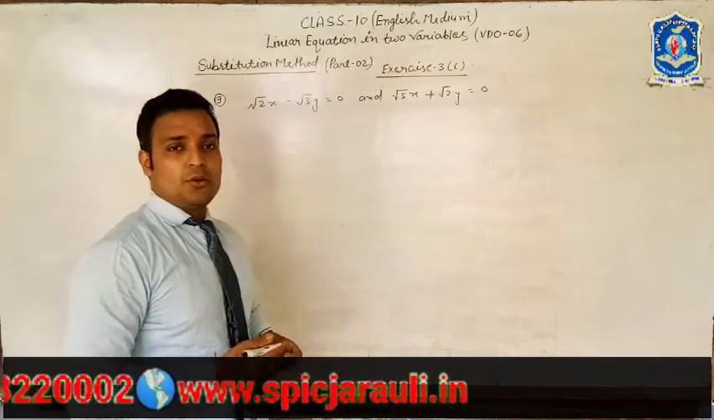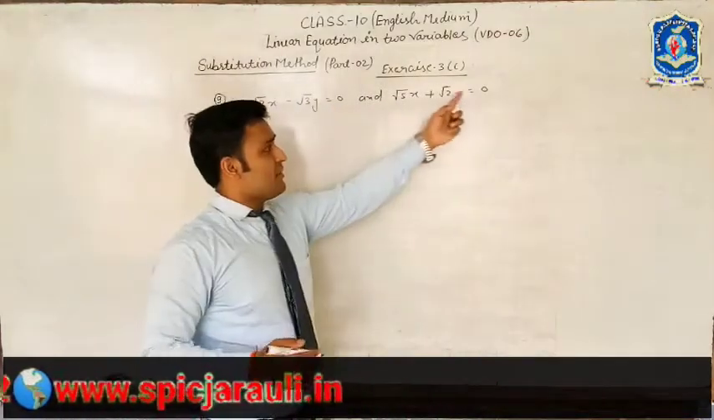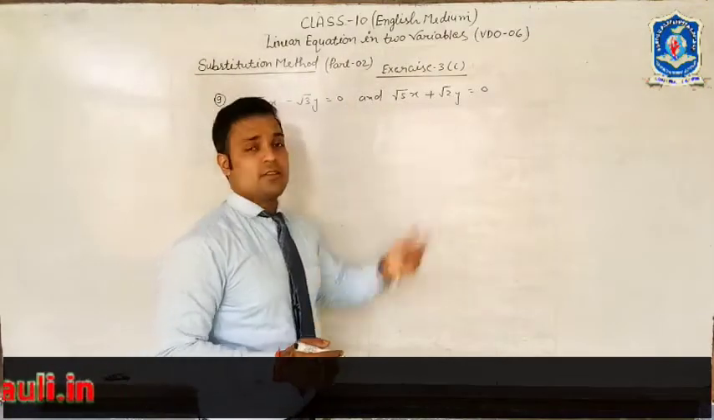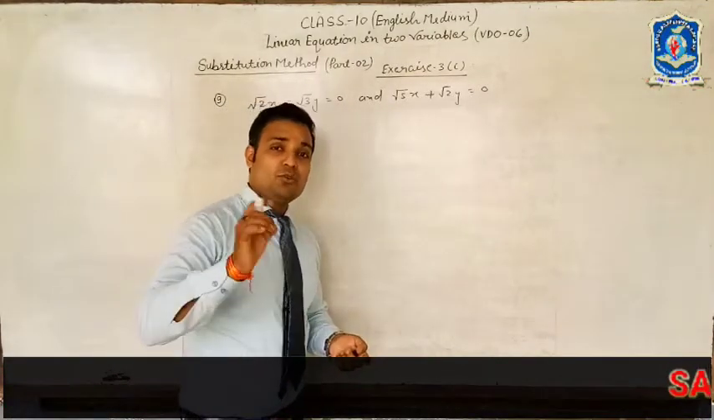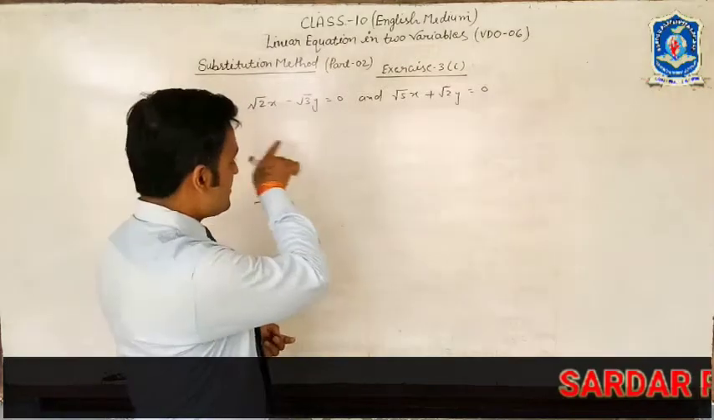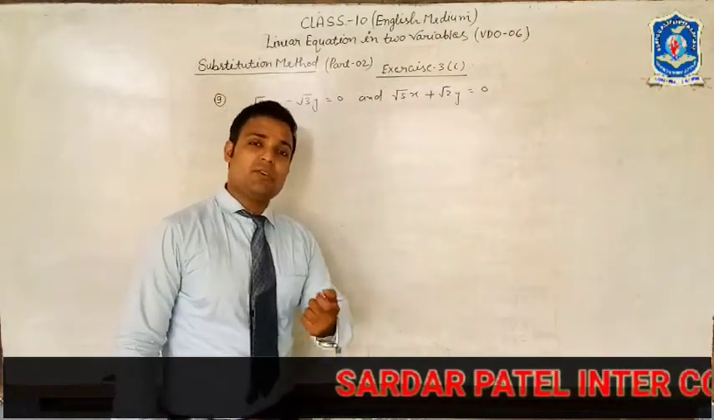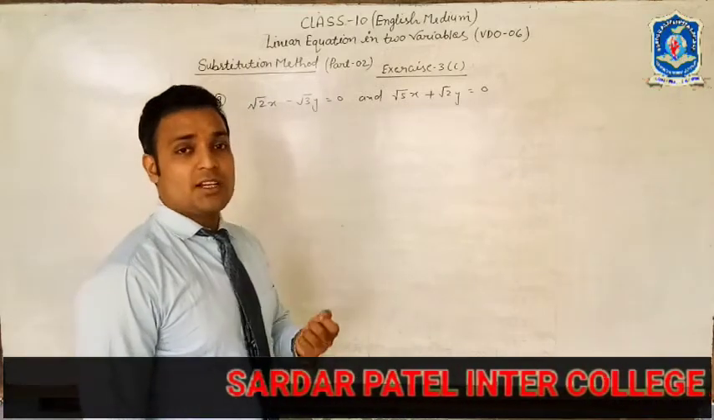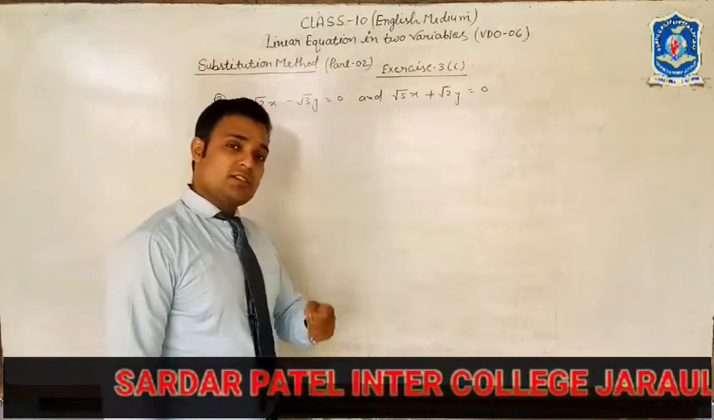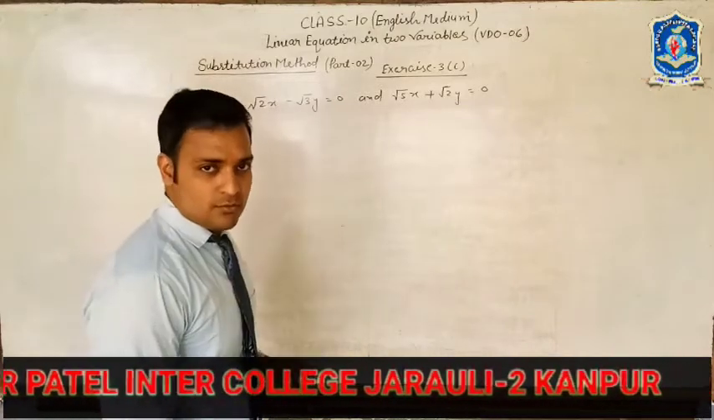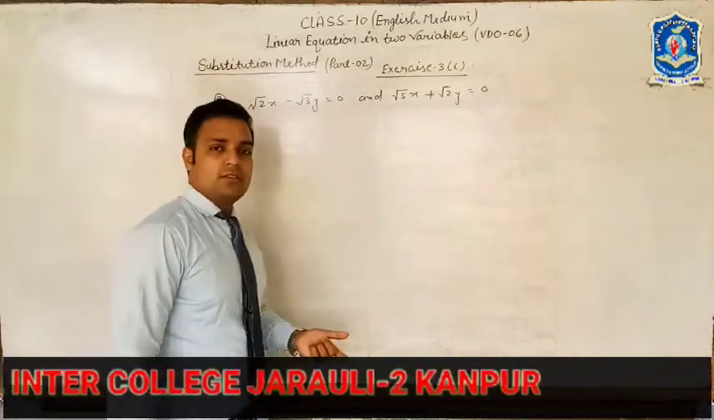Okay, if the constant term is 0 in a simultaneous equation, then we can know the answer of this question. The answer is x is equals to 0 and y is equals to 0. Because the constant term is 0, the solution of x and y will be 0. Okay, now I am solving.